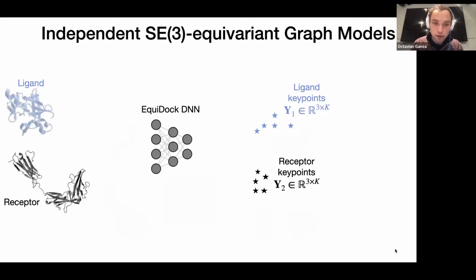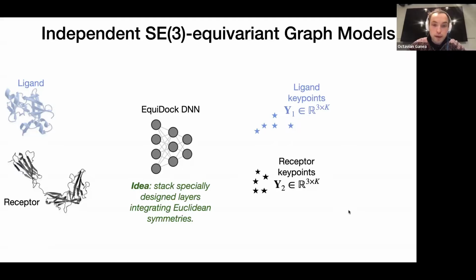So let's see how we actually do that in our model. We have this EquiDock deep learning model, which is going to predict two key point sets of equal cardinality as output. The two input proteins are obviously going to have different numbers of residues or points, but we always guarantee that the output is going to have a fixed number of points, let's say k in this case. The idea here is to stack specially designed layers that are going to integrate Euclidean symmetries. And let's see how we actually do that.